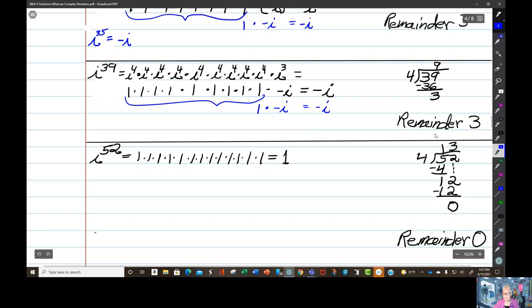We're going to have 13 i to the 4ths. I really don't want to keep writing i to the 4th. We know that i to the 4th is 1. So we'll have 1 times 1 times 1, thirteen of them. That's 1. And then remainder 0, which I suppose we could have written here as i to the 0, which also would be a 1. And we would get the answer 1.